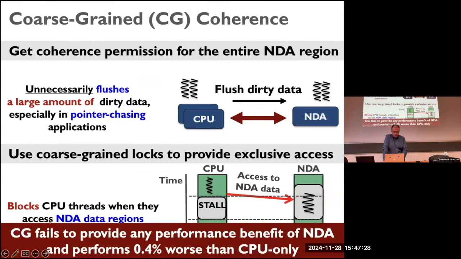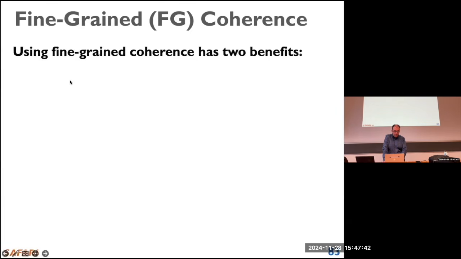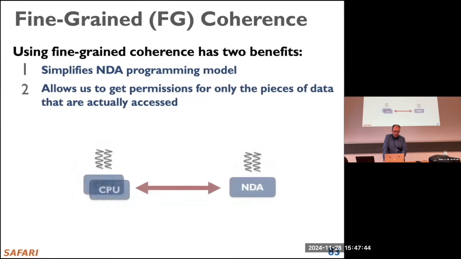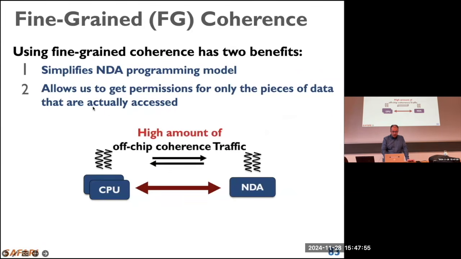So this coarse grain fails to provide any performance benefit of NDA and actually performs 0.4% worse than CPU only. Again, another way is fine-grained coherence. Using fine-grained coherence has two benefits: it simplifies the NDA programming model and allows us to get permission for only the pieces of data that are actually accessed. But the problem is that there is a lot of off-chip coherence traffic through this bus, and that causes a lot of issues.